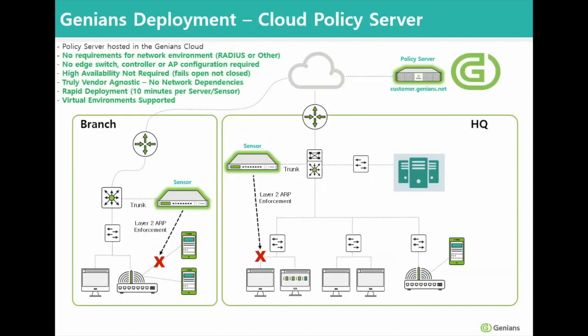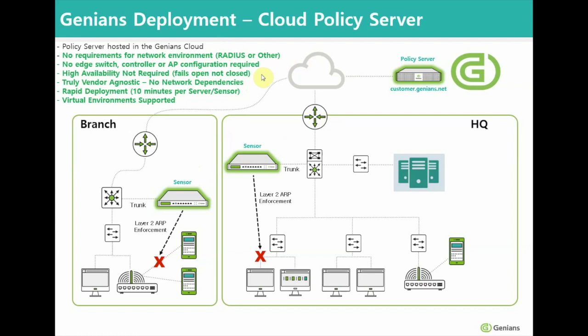Let's take a look at how the policy server and sensor components fit into the network environment. In the first example, we'll be looking at a policy server hosted in the Genians cloud. This policy server can be deployed very easily through the website. On-prem, there will be one or more sensors deployed throughout various locations in the network topology as required.